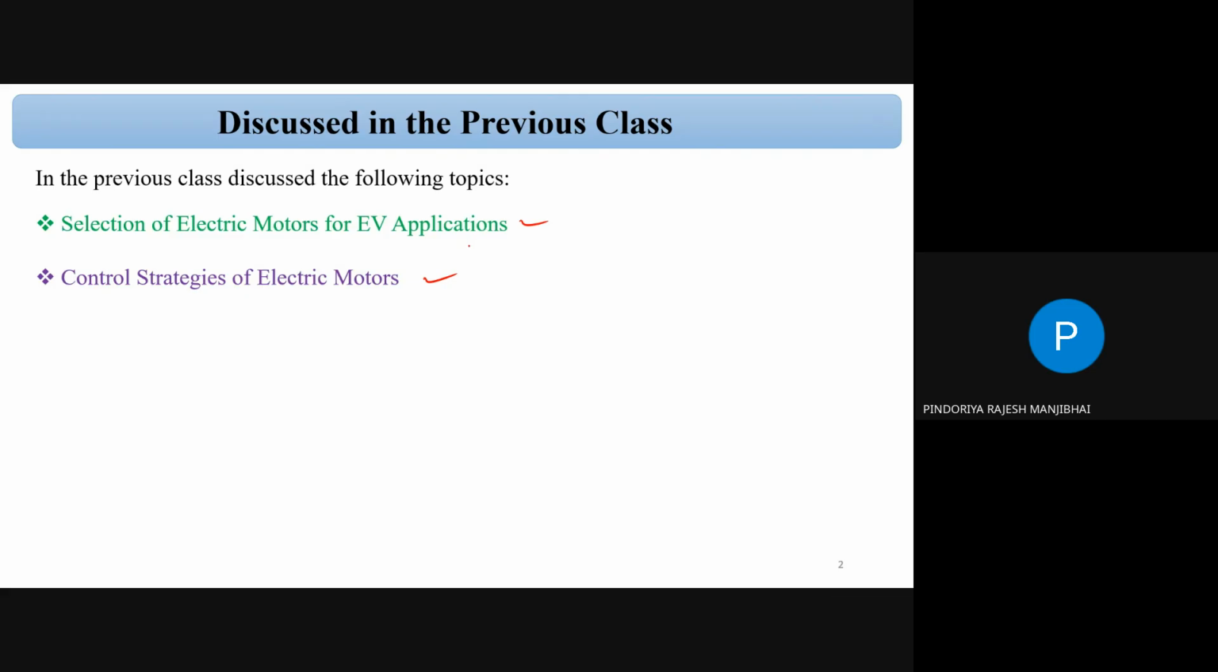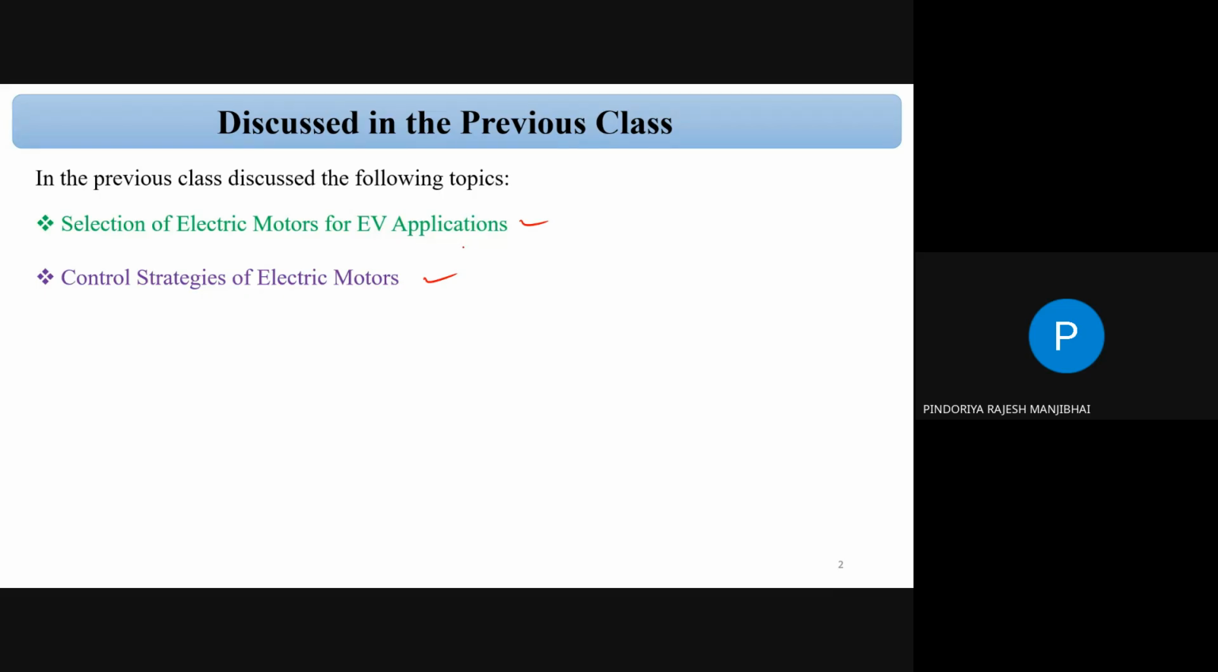As I said in the last class, control strategy of electric motors is a separate subject, and it will take around one semester to understand how we can control the induction motor, PMSM motor, BLDC motor, SRM motor. In this subject I just cover an overview of the control strategy. You can read more books or search the internet for a detailed analysis of the controlling part.